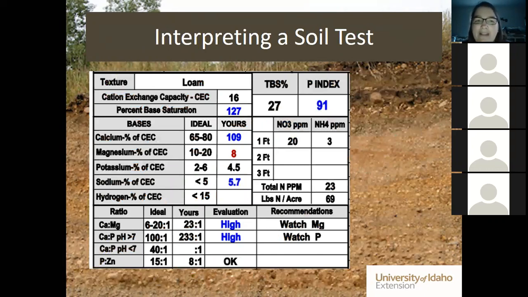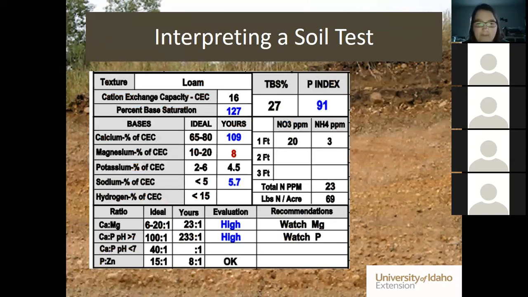Now the percent base saturation is an estimate of how many of the total little places that nutrients can hold on to are filled up in your soil. So the 127 would be kind of high. And then it shows what is holding on to the soil. So this one says calcium is a pretty high percentage of the CEC. Magnesium is pretty low. Potassium's about average, and sodium's a little bit high. So they're just saying what's holding on to the clay particles in your soil.